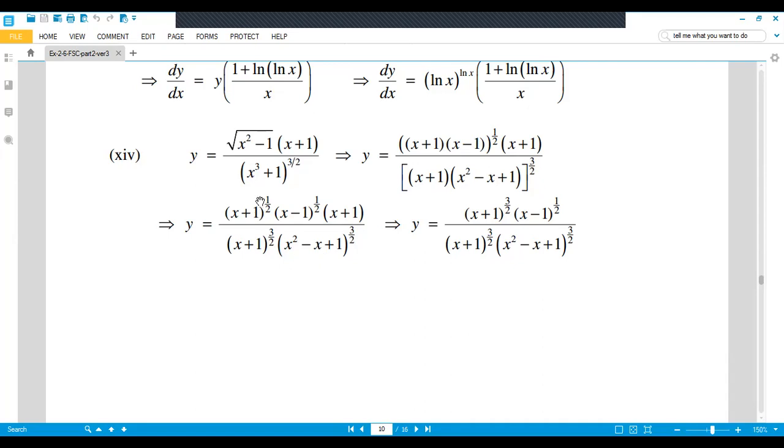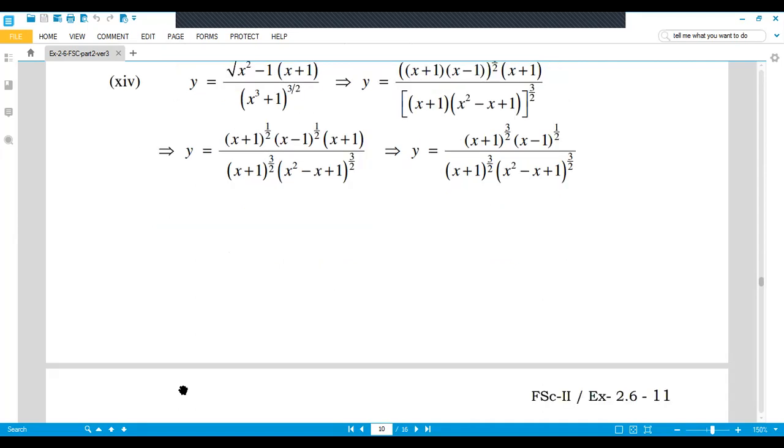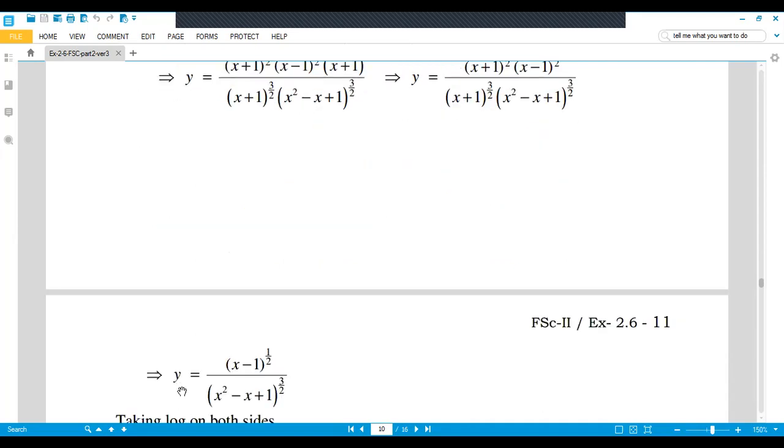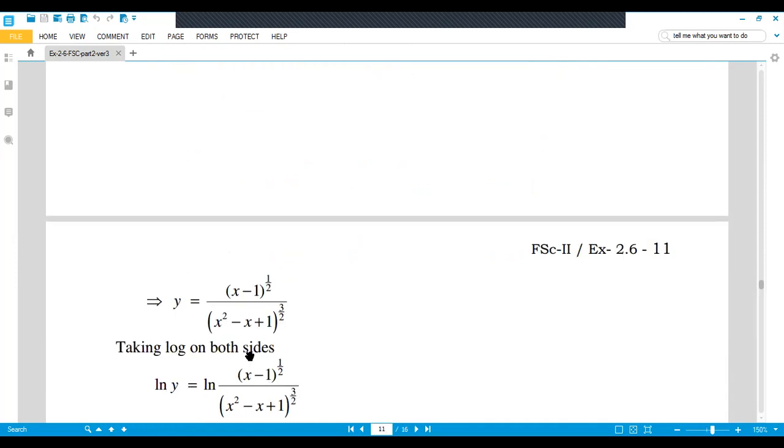Now here x plus 1 power 1 over 2, and here x plus 1 power 1. If the base is the same, their powers are added: 1 over 2 plus 1, we get 3 over 2. And this x plus 1 power 3 over 2 cancels with this. So we get x minus 1 power 1 over 2 and x square minus x plus 1 power 3 over 2. Now taking log on both sides; you can also simply solve it by the quotient rule if you want.